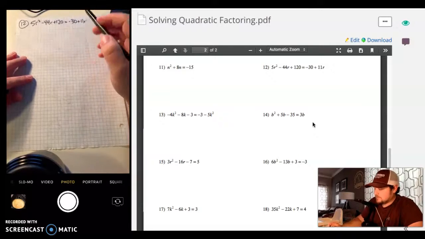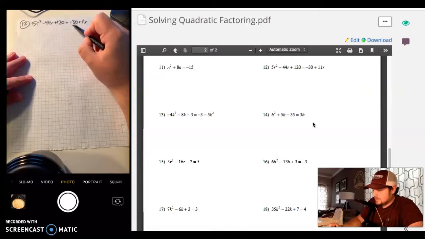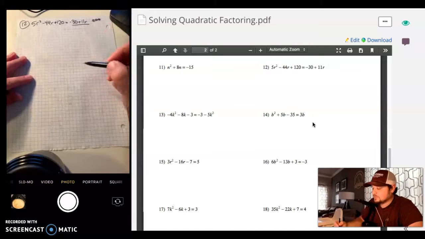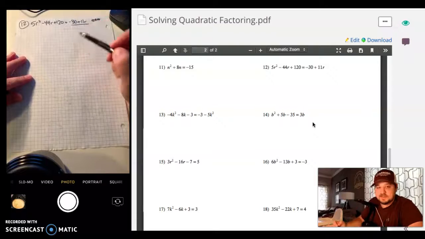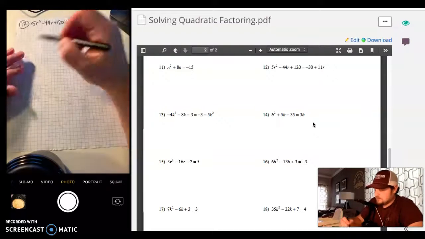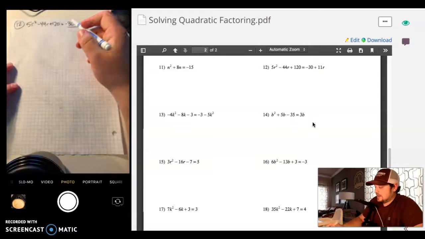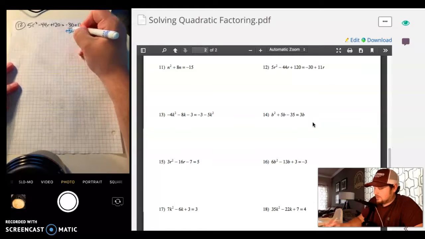Okay, the first thing I look at is that this side does not equal 0. So I need to make it equal 0. I need to get rid of both of these things. To get rid of a negative 30, I'm going to add 30.